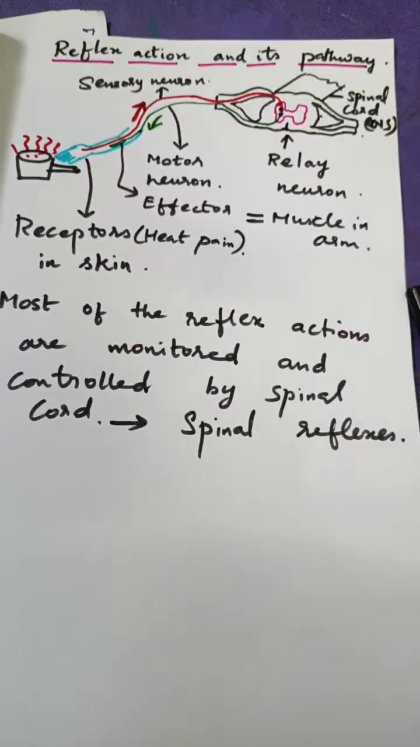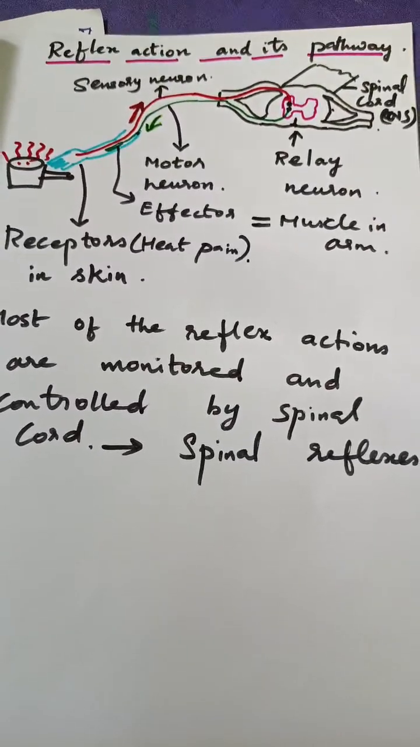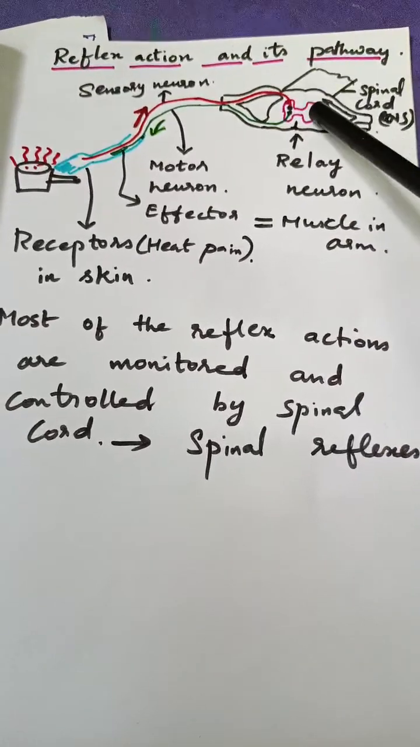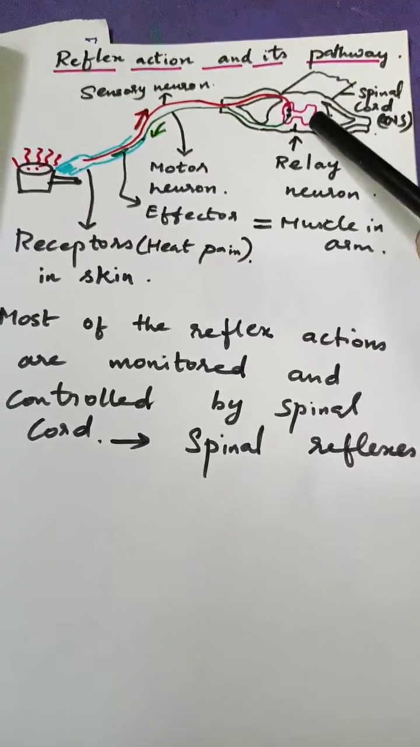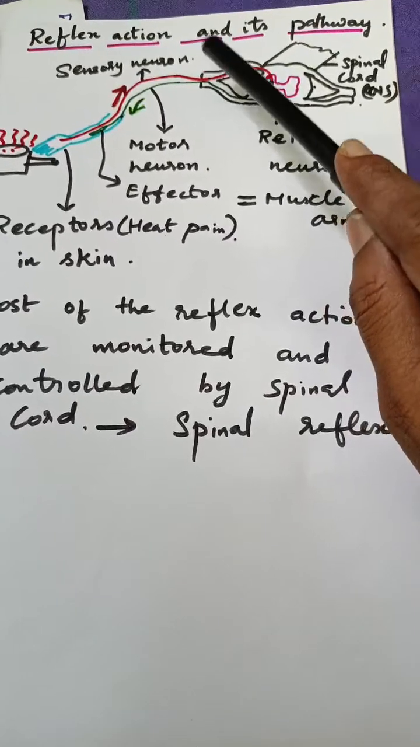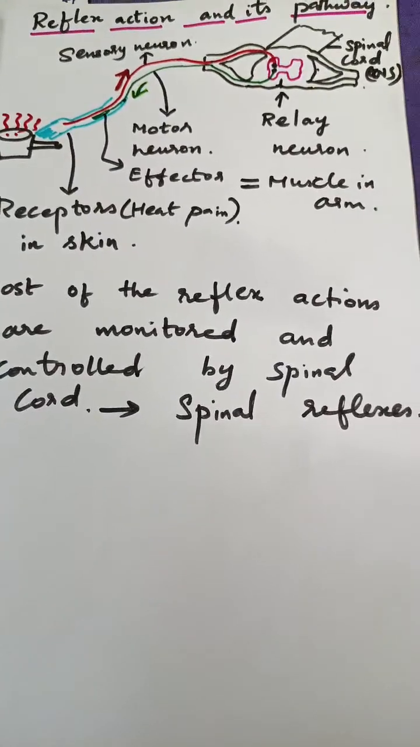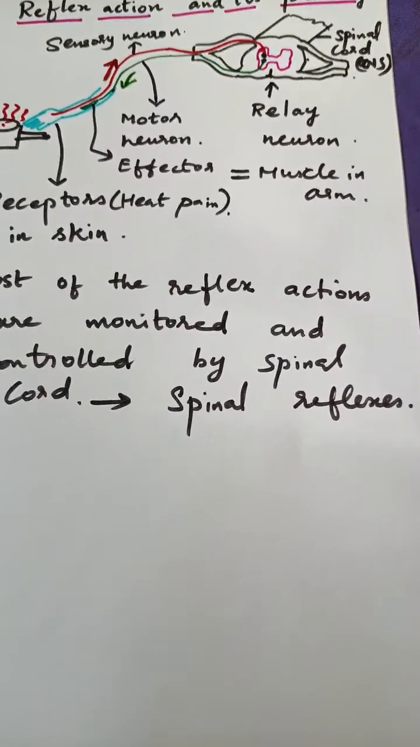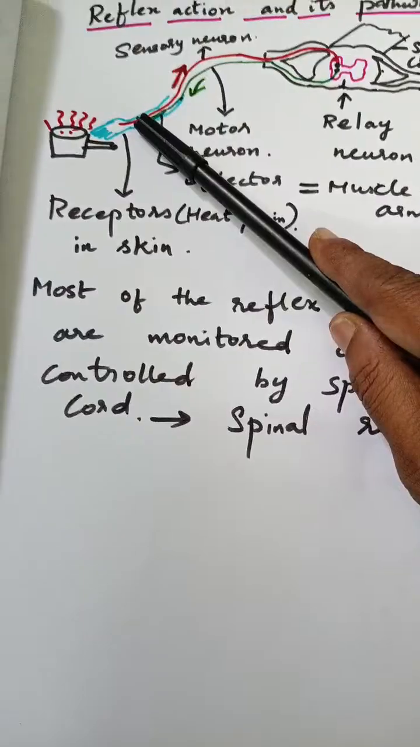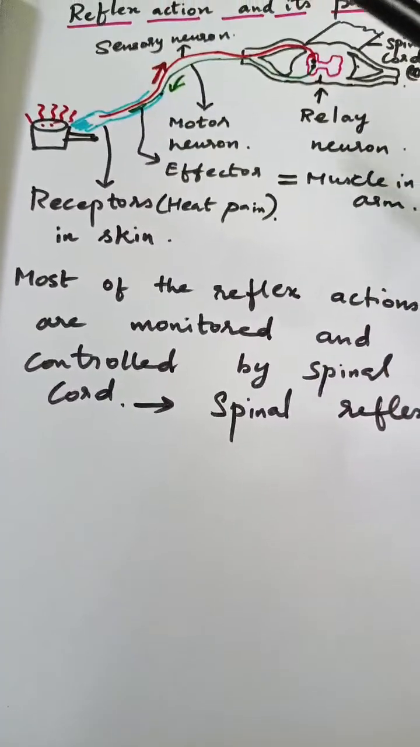So now listen. This is the reflex action and its pathway. I already explained the spinal cord. What is its structure? It is cylindrical in shape. It has the H-shaped gray matter and the white matter. It also has the spinal nerves, that is sensory neurons and motor nerves. Posterior horns are there, and anterior horns are there. Now, suppose we are touching a hot pan like this. Without our knowledge, we remove the hand. That is the action we are doing. How does this happen?